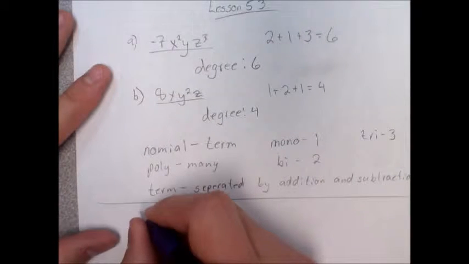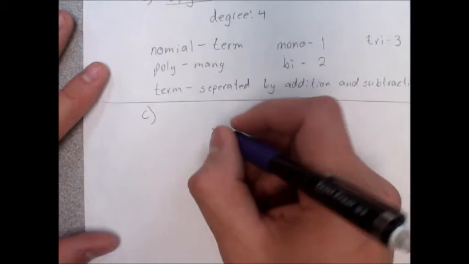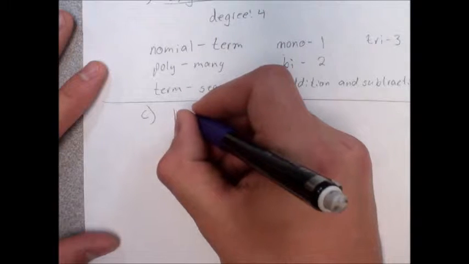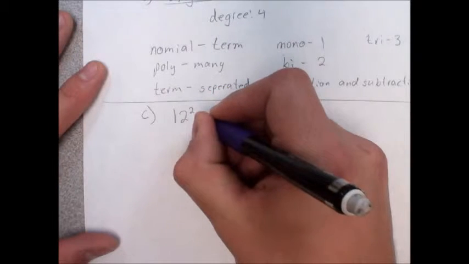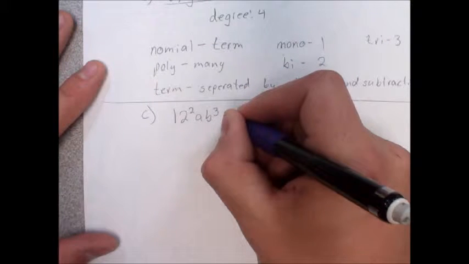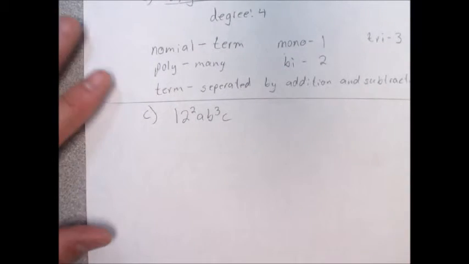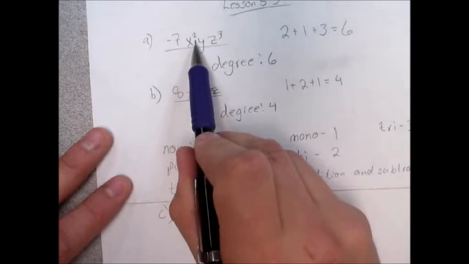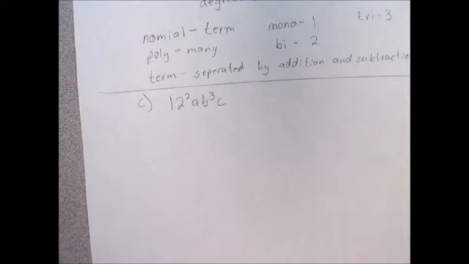So let's see if we can do C by ourselves. C gives us 12 a squared b to the third c. Remember what I told you on the last one. You're only adding the exponents on the variables. So I'm going to give you a couple of seconds here. Add those up. Tell me what the degree of that one is.